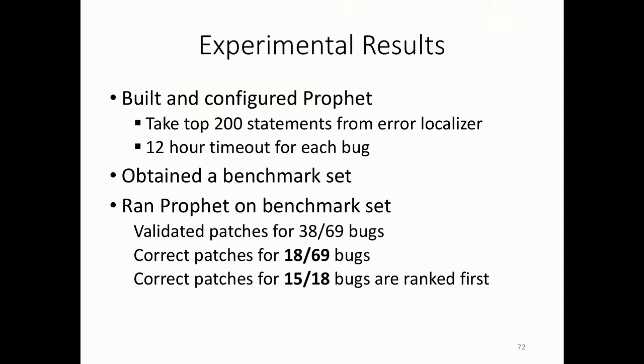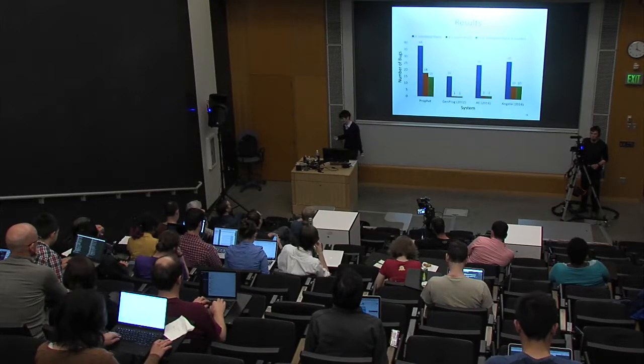So we run Prophet on this benchmark set, and in the end, we get validated patches, that means passing test cases, for 38 of 69, and correct patches, that means semantically equivalent to what the later developer changes, for 18 out of 69. And the patch prioritization order is doing great here. We managed to rank correct patches first for 15 out of 18 cases. So whether this is a great result or not, we can compare with all the systems evaluated on this data set. So here's how Prophet compares with other systems.